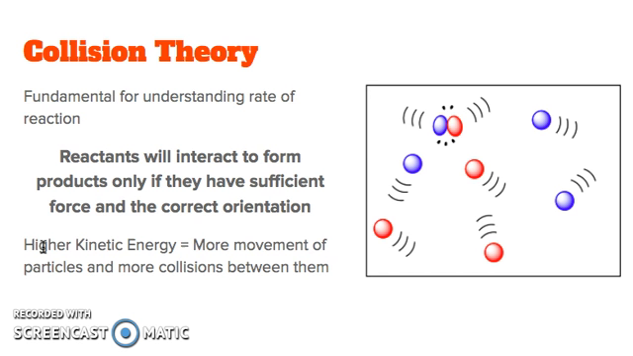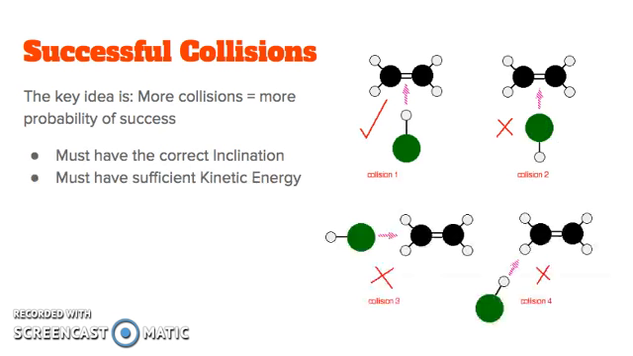The more kinetic energy they have, the more the particles move around like crazy, and the more collisions happen between them. If you're running around in a room, you have more chance of bumping into someone else than if you're just walking around in a room and paying attention to what you're doing. Successful collisions are of extreme importance. The main idea of the entire kinetics unit is more collisions equals more probability of success. If you bump into a lot of people, there is a higher probability that the collision is going to work when considering turning into products.